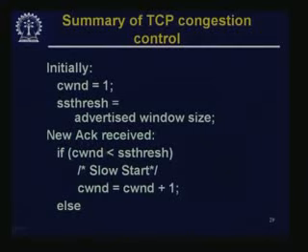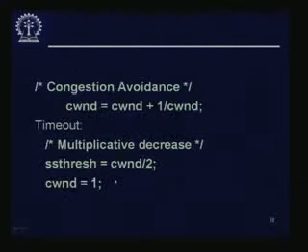So, initially CWND is equal to 1, SS thresh is equal to the advertised window size. When a new acknowledgement is received, if CWND is less than SS thresh, CWND is equal to CWND plus 1; else, congestion avoidance: CWND is equal to CWND plus 1 by CWND, with the ceiling of this. If there is a timeout, multiplicative decrease: SS thresh is equal to CWND by 2 and CWND becomes equal to 1.